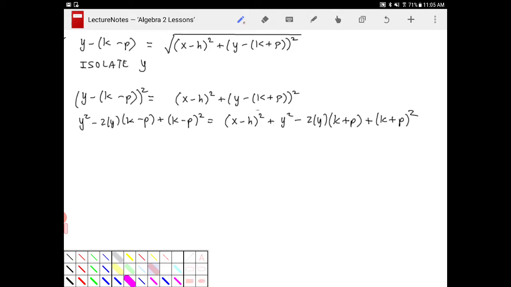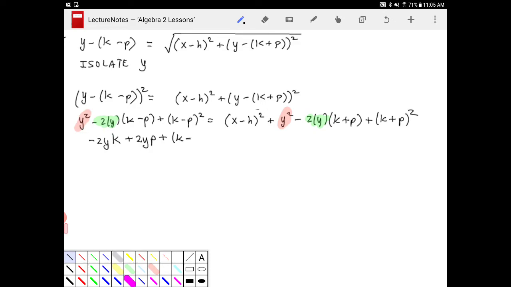And just like in the last video, things will start to disappear because we have the same things on either side. If you notice, again, the negative 2y, I'm going to distribute those in, so you're going to see more things begin to cancel. So what I'll end up with is negative 2yk plus 2yp plus k minus p quantity squared is equal to x minus h quantity squared minus 2yk minus 2yp plus k plus p squared.